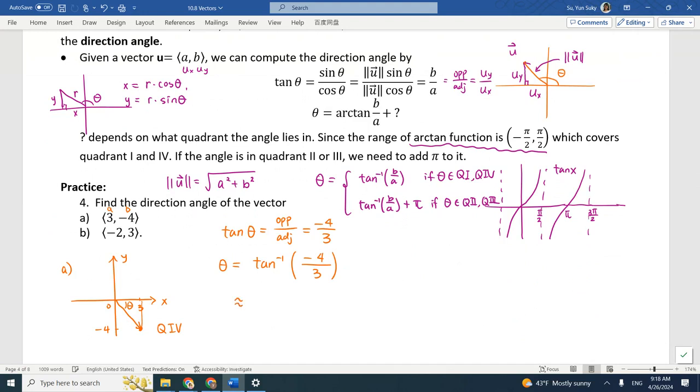Now use your calculator. How many degrees? Like 4 decimal places? Right, everybody? If you use degree mode instead of radian mode, then when you add pi, you're not adding pi, you're adding 180 degrees. So it depends on whether you use radian or degree. Okay, now you do part B. Everybody do part B. Draw the picture.